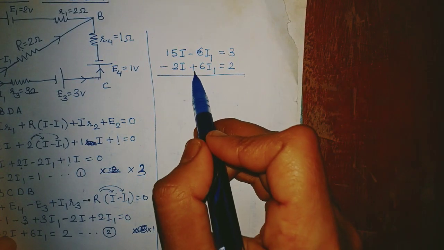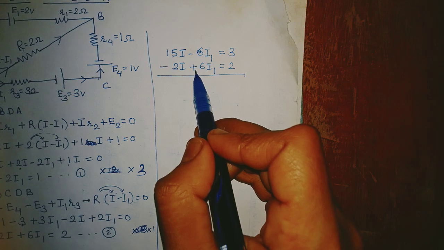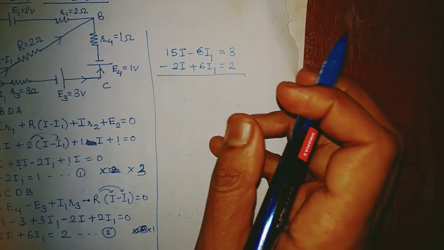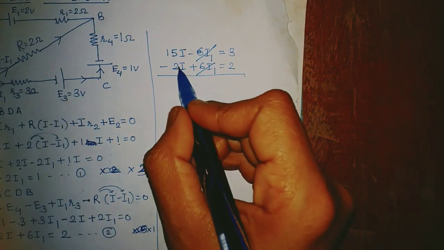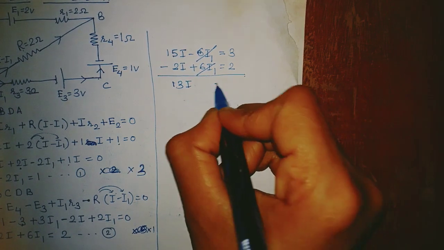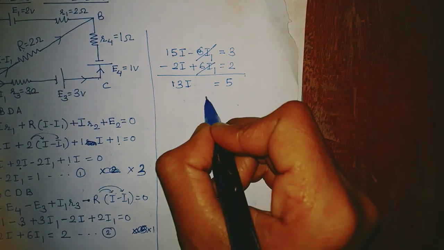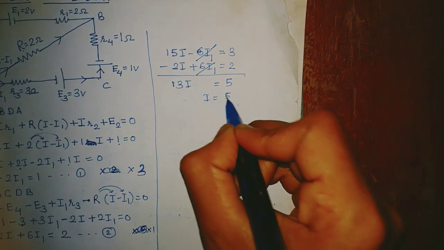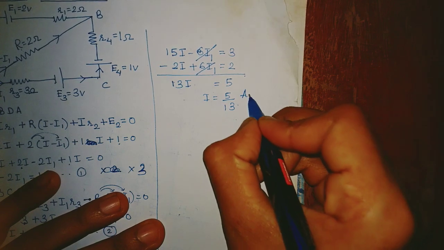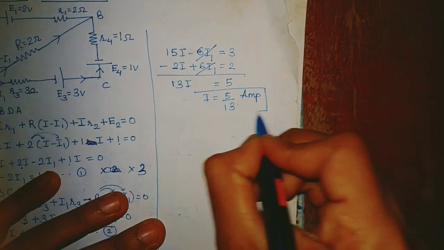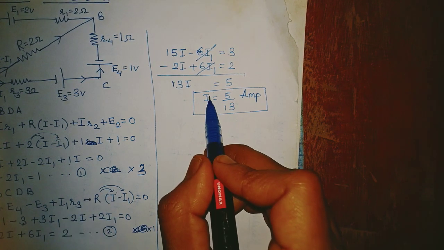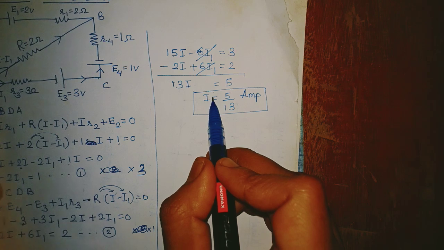Now we need not change the signs because already positive and negative signs are there. So we can directly cancel this. So 15 minus 2, it will be 13I equal to 5. So I will be 5 upon 13. Our I is 5 upon 13 amp. Now you can put this I value in any of these equations, equation 1 or 2.